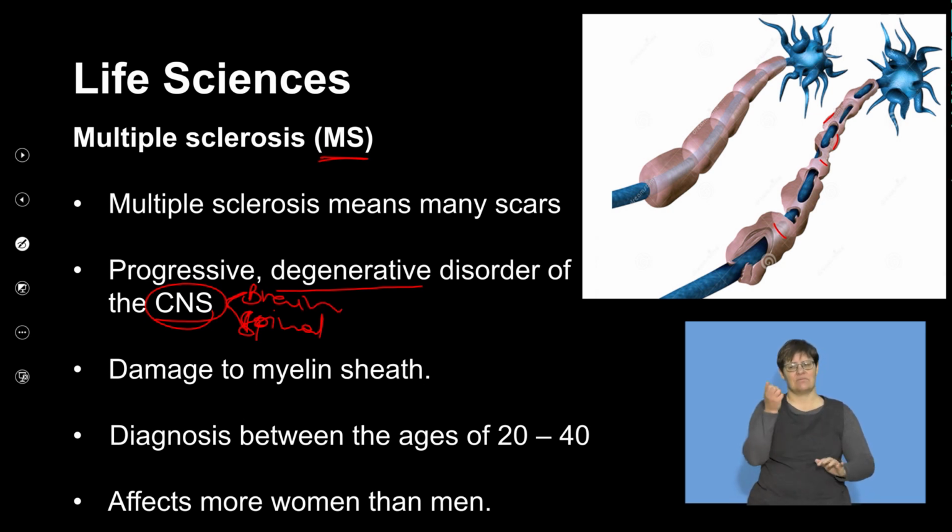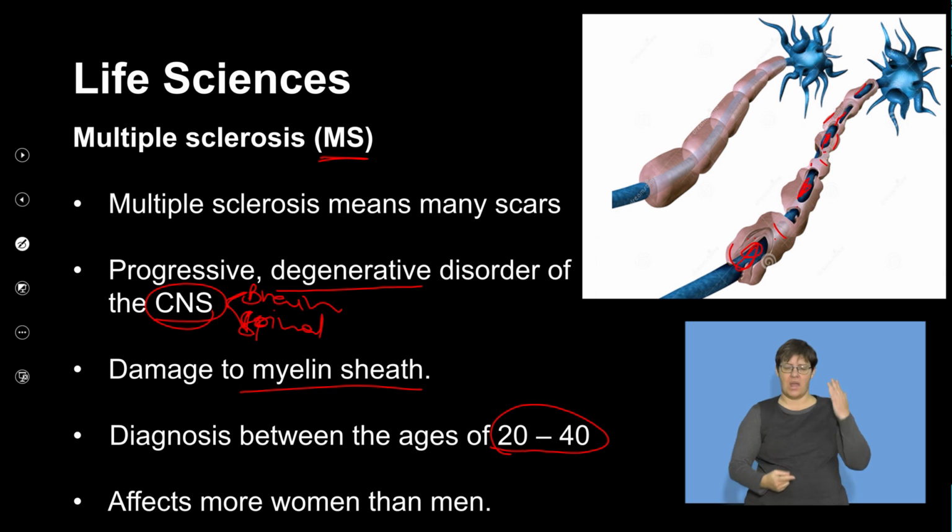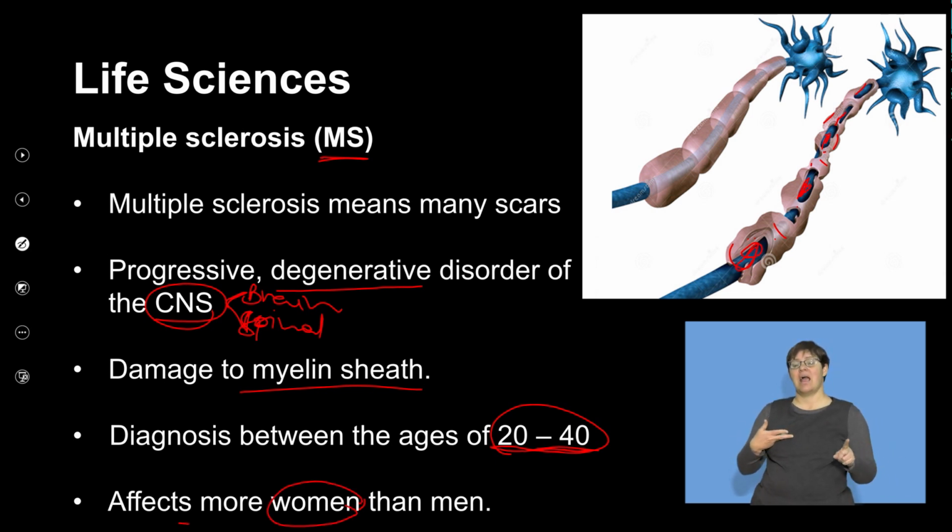So here, it damages the myelin sheath. Like you see in the diagram, the myelin sheath is damaged. Remember, the myelin sheath needs to cover the axon. But you look at these spaces, it means the myelin sheath has been damaged. So it is diagnosed between the ages of 20 to 40. If you look at multiple sclerosis, it's not only for aged people. It starts from the age of 20 to 40. And it mostly affects women more than men. Sad, eh?